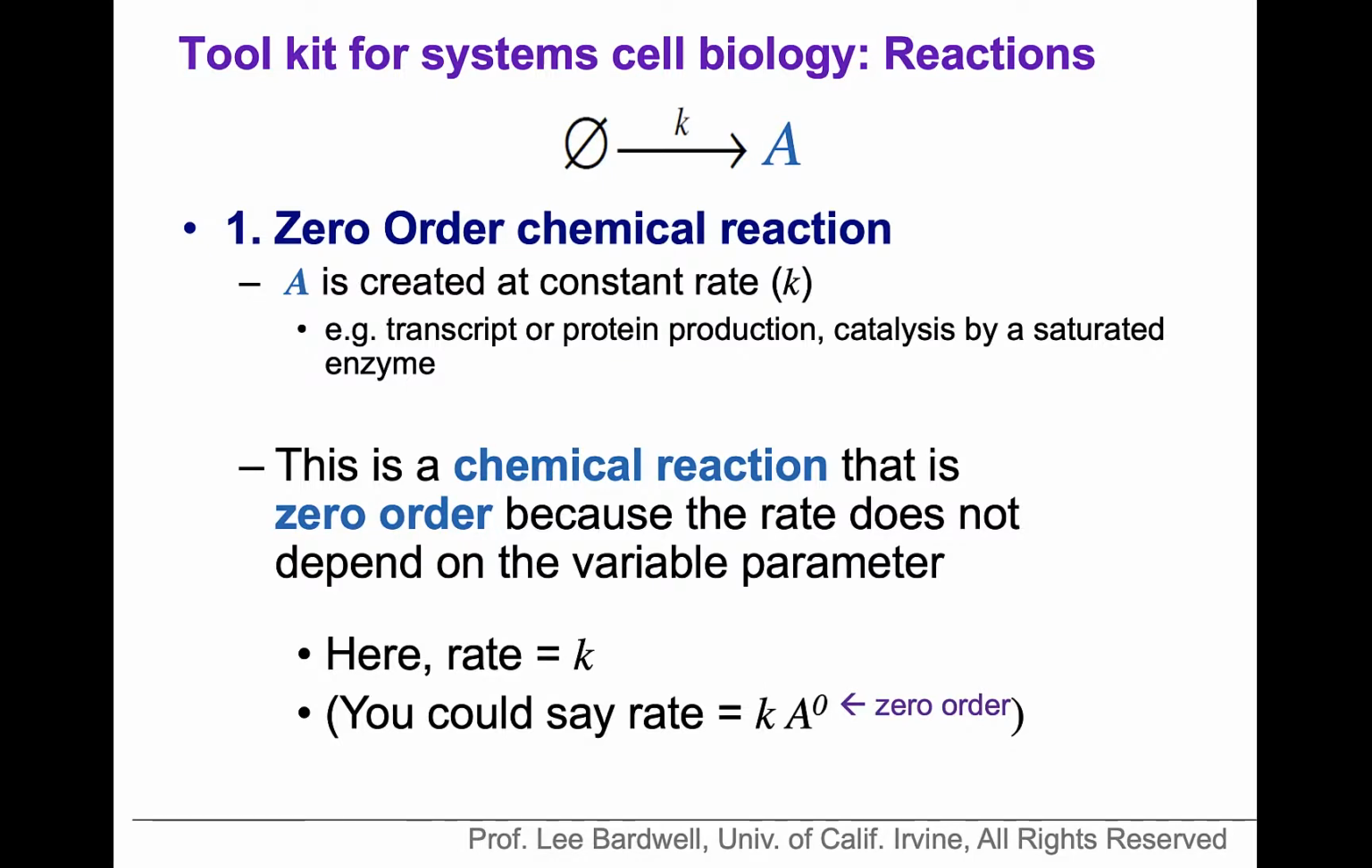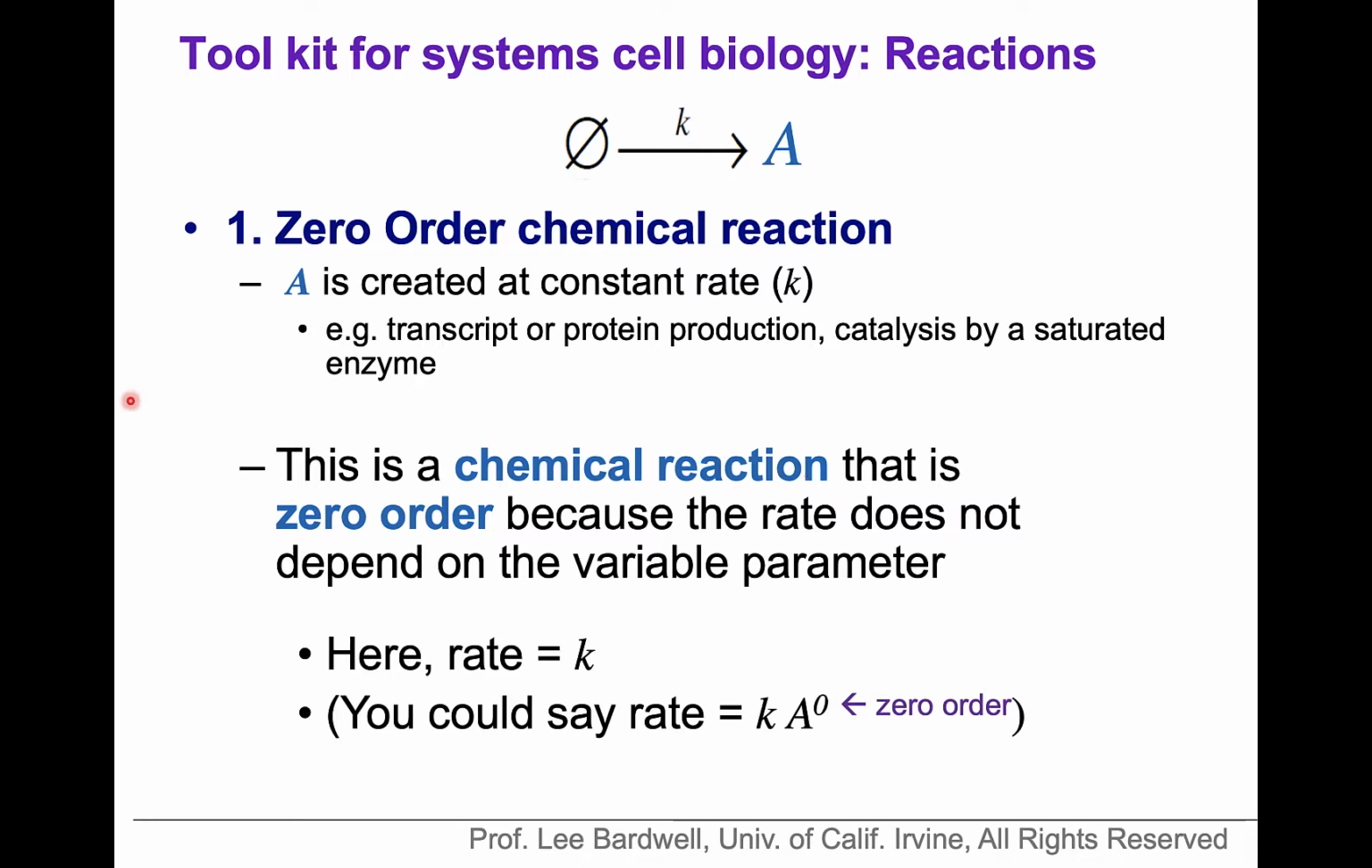In a zero-order chemical reaction, a reactant A is created at a constant rate K. A could be a transcript that's transcribed at a constant rate. It could be a protein that's translated at a constant rate. We could use this reaction to describe catalysis by an enzyme that's completely saturated, etc., etc. This scheme makes it look like A is being created from nothing. Of course, A is not being created from nothing. It's being created from precursors that we're not bothering to include in our model.